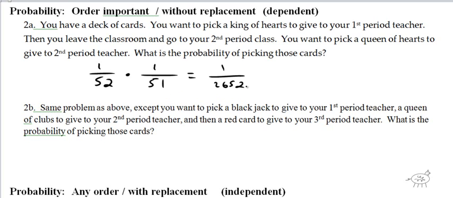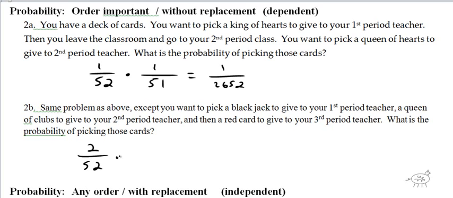Okay, 2B, the same problem as above, except you want to pick a blackjack to give to your first period teacher, a queen of clubs to give to your second period teacher, and then a red card to give to your third period teacher. What is the probability of picking those cards? So it's kind of the same idea. I want to pick a blackjack to give to your first period teacher. Well, how many blackjacks are there? That's why you need to know the cards, right? There are 2 blackjacks, so it's 2 out of 52.